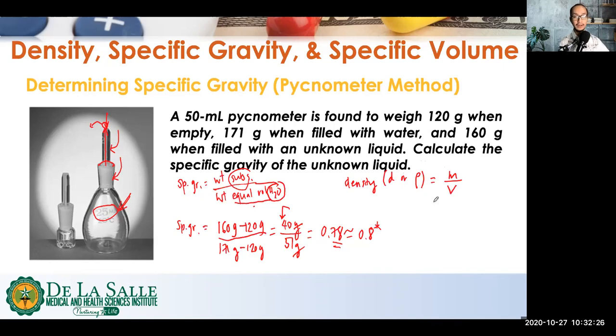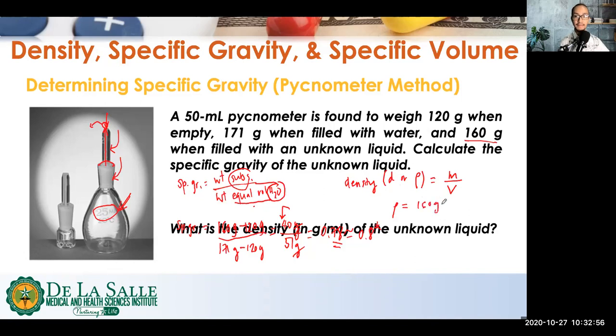Now, how do you express this, or what do you think is the density of the liquid in grams per ml? We can also use the same values or quantities that are written here. So the density is equal to the mass of the substance. So what is the mass of the substance? The mass of the substance is this, 160 grams minus 120 grams.